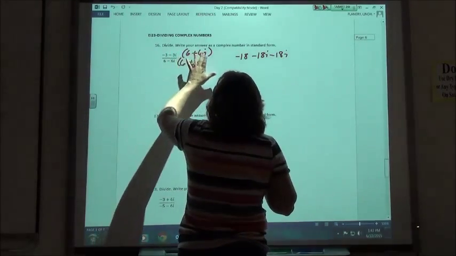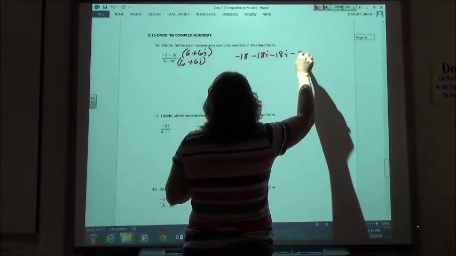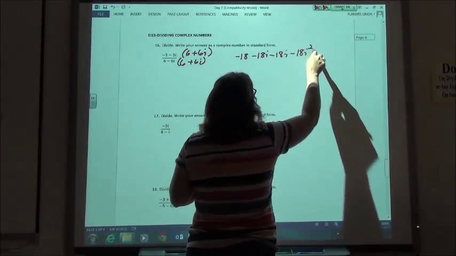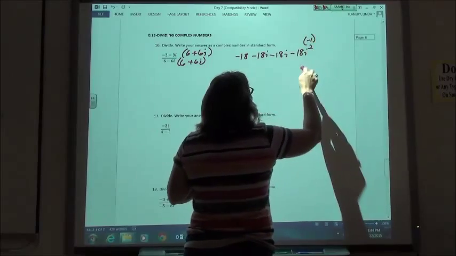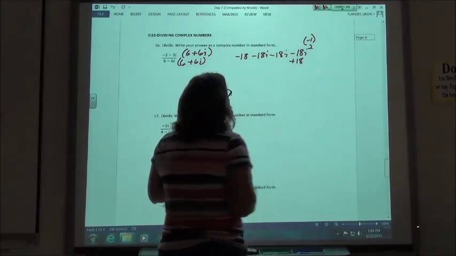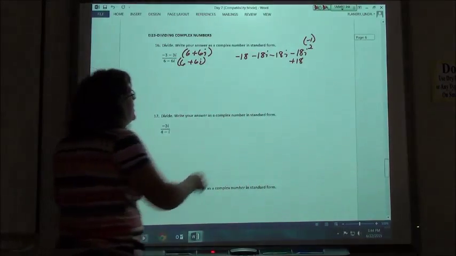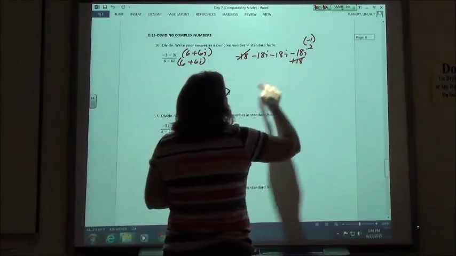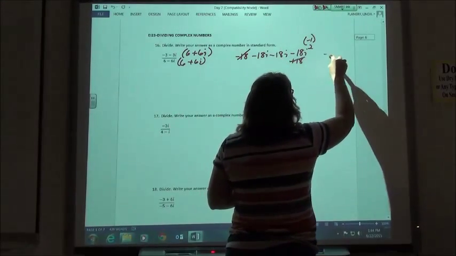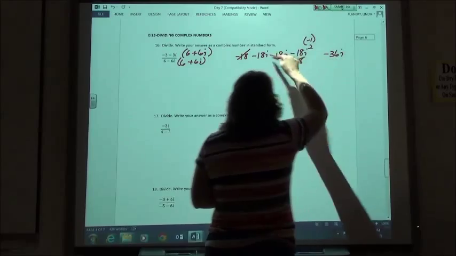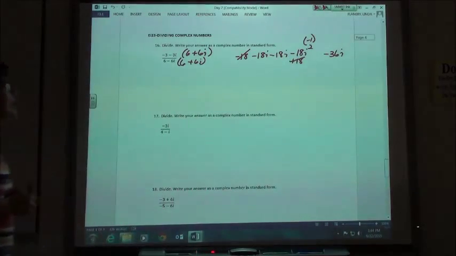And -3i times a positive 6i is a -18i squared. Substituting in our -1, that makes a plus 18. Okay, that one has a -18 and a positive 18. So I'm just going to have a minus 36i when I combine the -18i and the -18i that's in the middle.